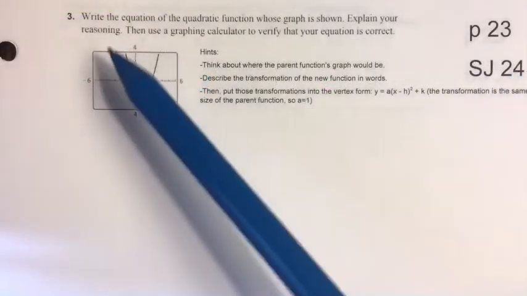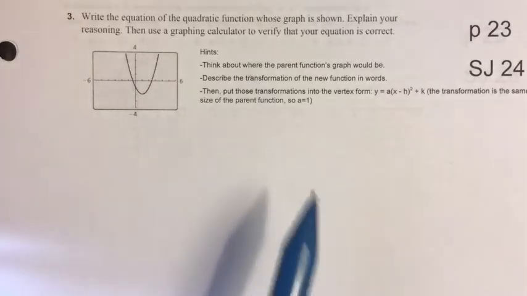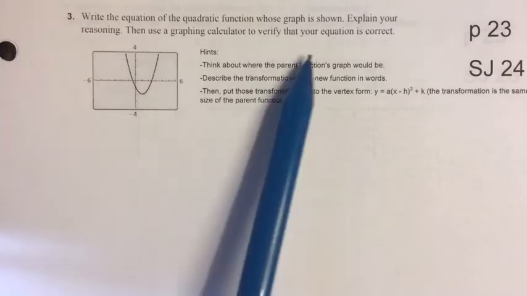24, question 3. It's asking you to write the equation of the quadratic function whose graph is shown. And I've given you some hints, and those could be the explanation for your reasoning.